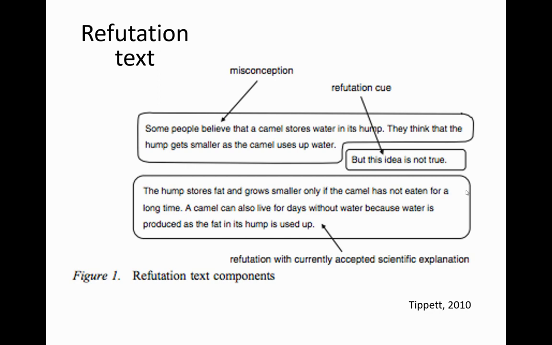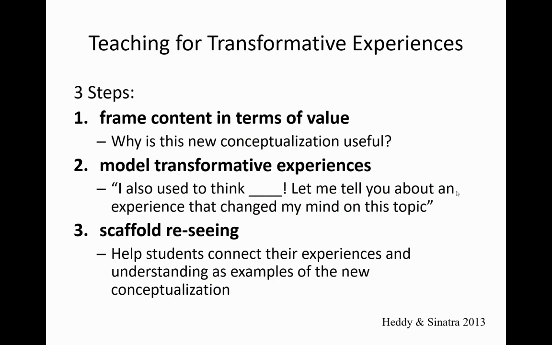One other method that's been shown within science is this idea of teaching for transformative experience. This model essentially has three different steps. The first step is to frame the concept in terms of its value. Why is this new idea useful? So if I want you to think about evolution as a product of natural selection, I need to convince you, why is that useful for you? If I want to convince you that climate change is man-made, why is this new conceptualization useful? Well, it's useful because we can actually do something about it.